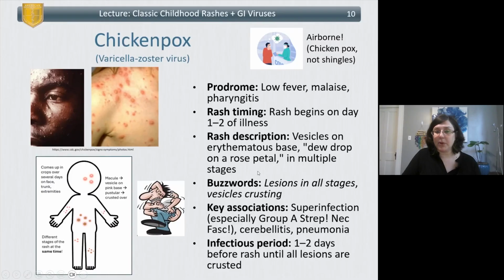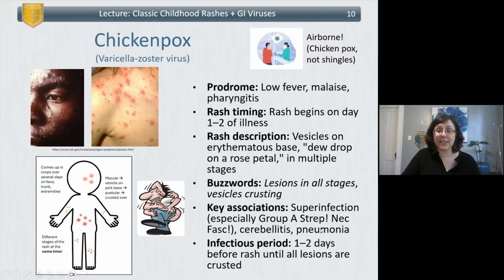The other thing that's important to understand about the rash of chickenpox is that it's going to be in multiple stages in different places at the same time. So you're going to have crops of the rash showing up all over the body, and each of them are going to mean a different stage. So one of them might just be the initial little papules that are not yet vesicles, and then another crop might already be vesicular, another crop might then be pustular, and another crop might then be starting to scab over.